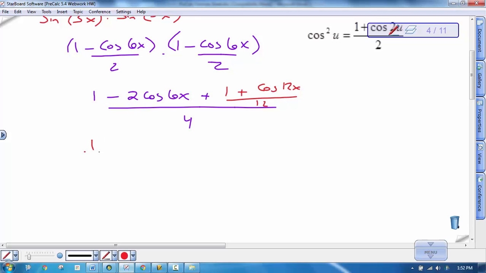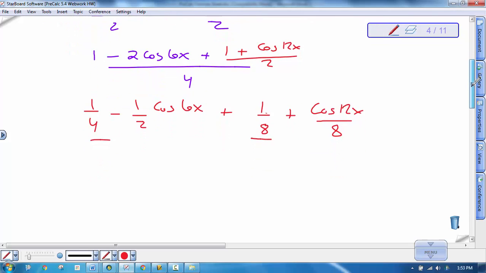I'm going to just divide everything through by 4, so I have 1/4 minus 2 divided by 4 simplifies to 1/2. And then I have, this is really 1/2, I'm sorry, that's supposed to be a 2 right there. But I'm going to divide it by 4 again right here. So 1/2 divided by 4 is 1/8. Plus, then I have cosine of 12x over 2, but divided by 4 is going to be really cosine of 12x over 8.